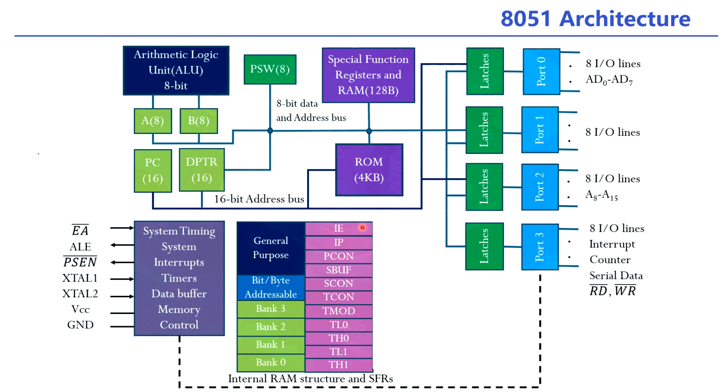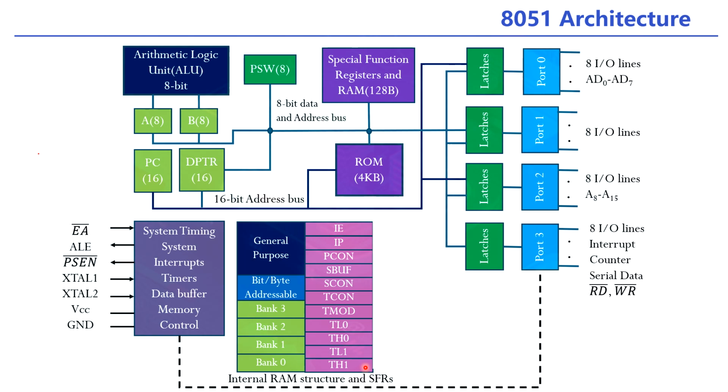They are IE, interrupt enable register, interrupt priority register, PCON, power control register, SBUF, serial buffer register, SCON, serial control register, TCON, timer control register, TMOD, timer mode control register, TL0, timer 0 low byte, TH0, timer 0 high byte, TL1, timer 1 low byte, TH1, timer 1 high byte. So these are the special function registers.